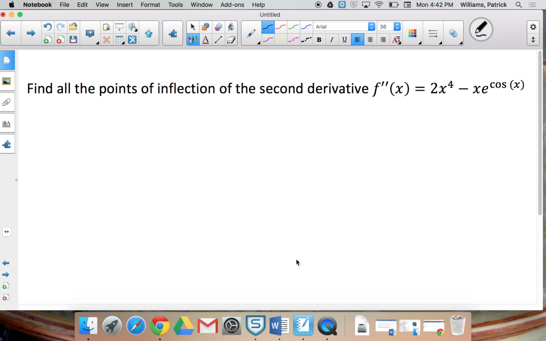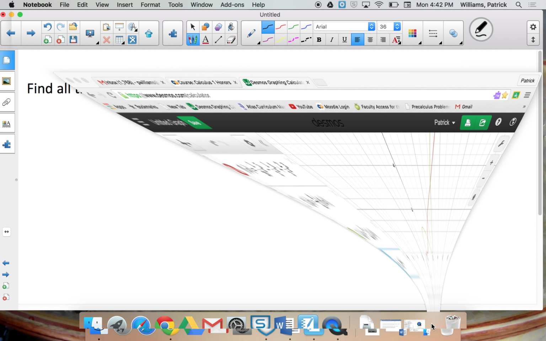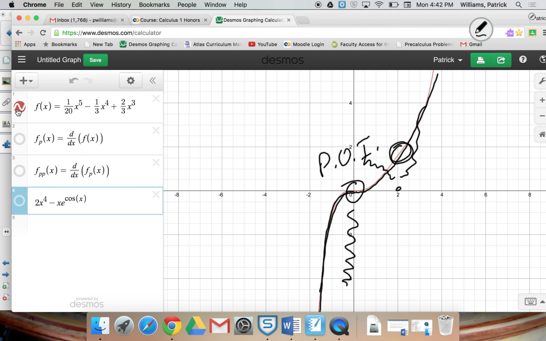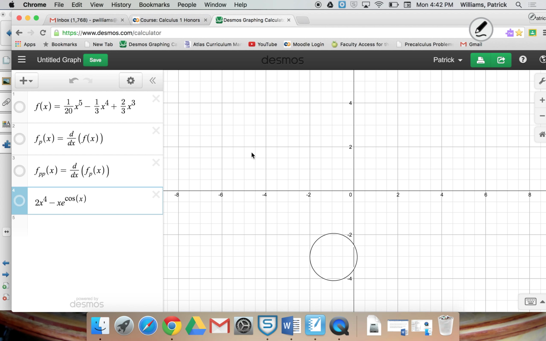Pause the video. Okay, if you gave this a shot, let's go back to this graph. Let's hide all this stuff. Let's also erase all that ink we put on here. Notice that in the left-hand equation space, I have this equation already up. Remember, this is an equation of the second derivative. So we're looking for where the second derivative is 0 or undefined and changes sign. Well, that looks like it's going to occur right about here and right about here.